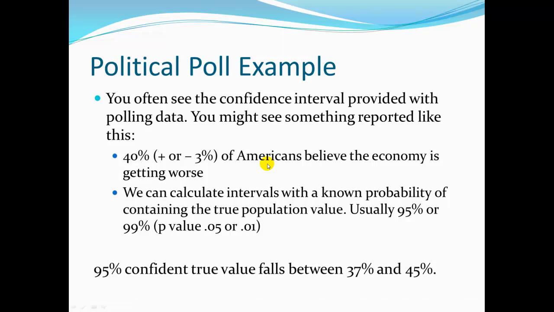And we can calculate intervals with various levels of probability of being true. We usually set those at 95 or 99%. So for example, if we use a 95% confidence interval here, whoever calculated this could say with 95% certainty, 40% of Americans believe the economy is getting worse, plus or minus 3%. So they're generally saying that the true population mean would fall somewhere between 37 and 43%. And there's a 95% confidence that that is true.